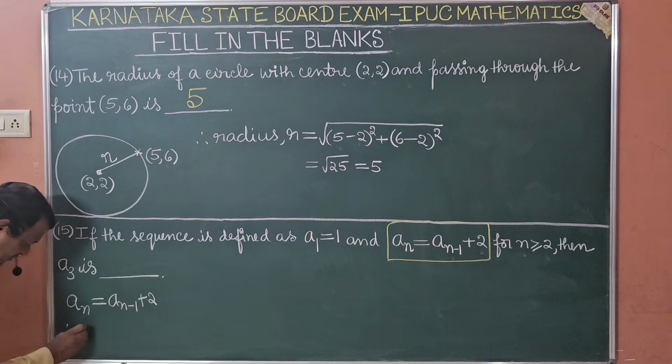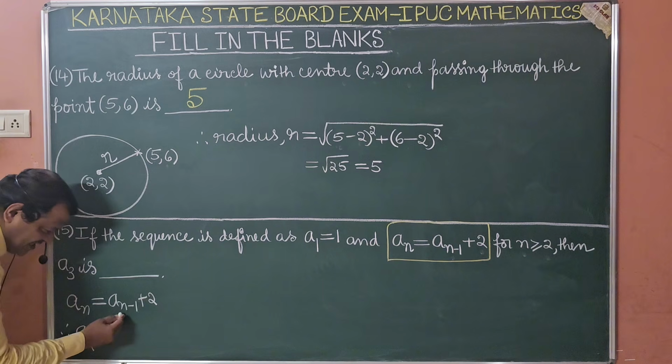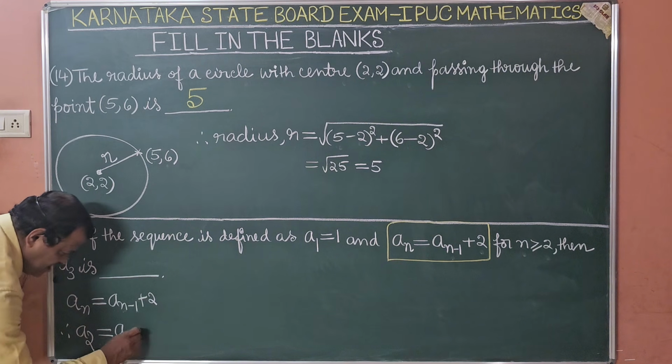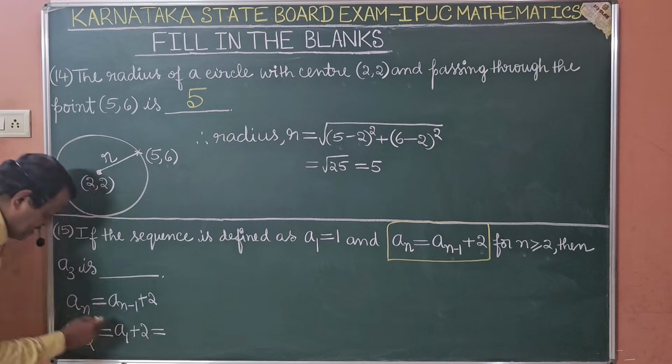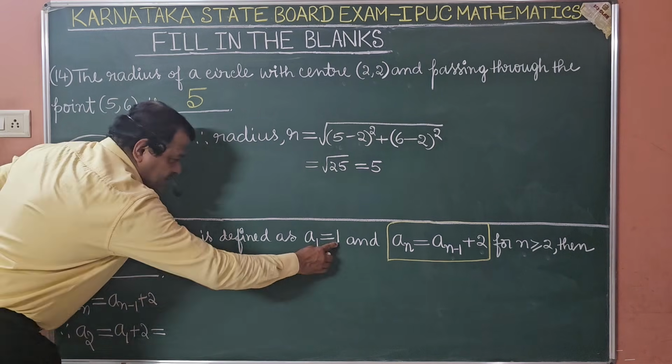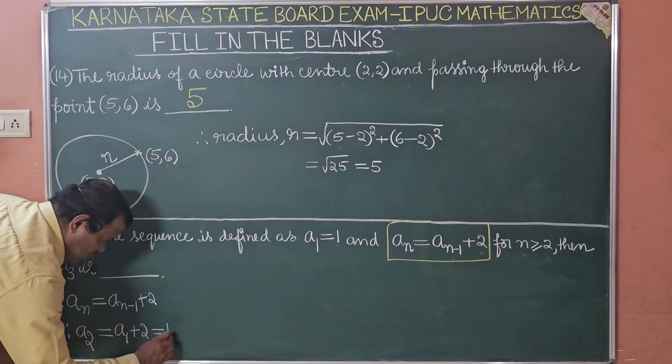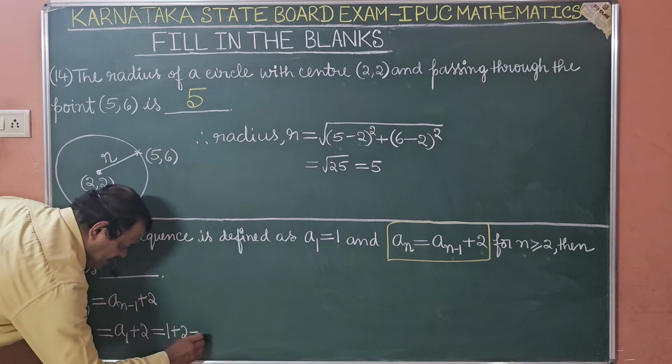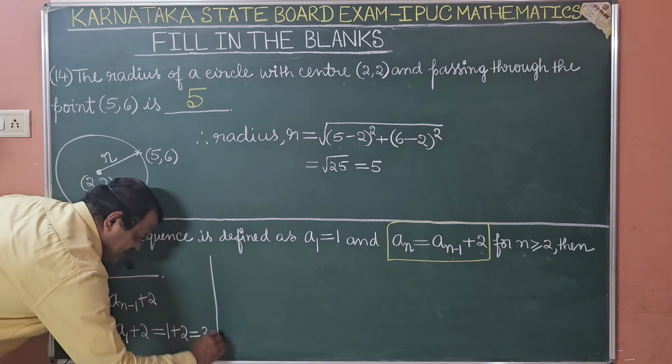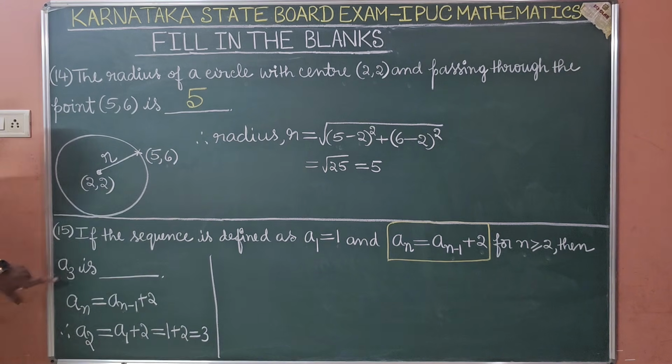Therefore, first let me find the second term. Put n as 2, even on the RHS, put n as 2. So this is 2 minus 1, 1. So it is a suffix 1 plus 2. And a suffix 1, the first term, is 1. 1 plus 2, therefore it is 3. This is the second term I got, but we are asked to find the third term.